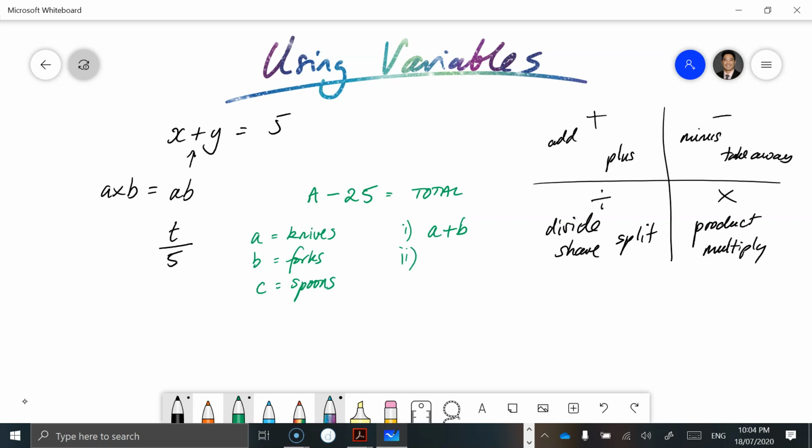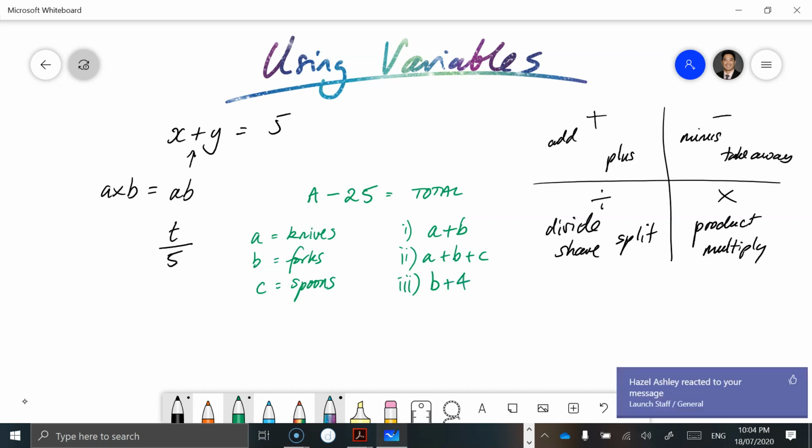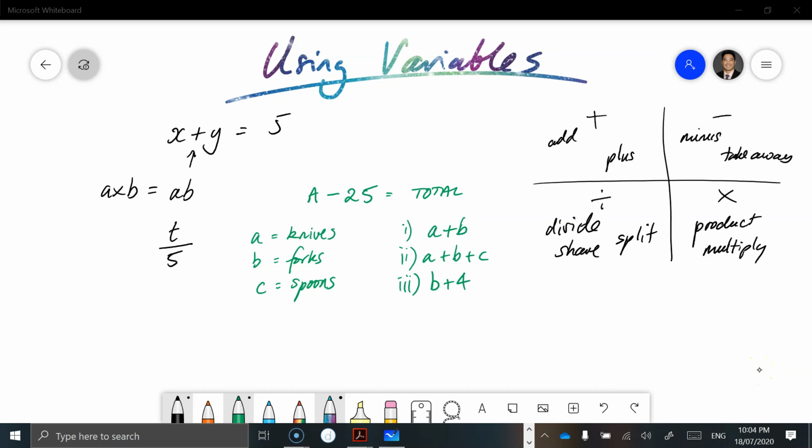The second question was the expression for the total number of items in the drawer. So you're going to be adding all 3 items together. If you put 4 more forks in the drawer, write an expression for the number of forks. If we have B forks and then you add another 4, you're going to add 4 to it. And then lastly, write an expression for the number of knives in the drawer after 6 knives are removed.